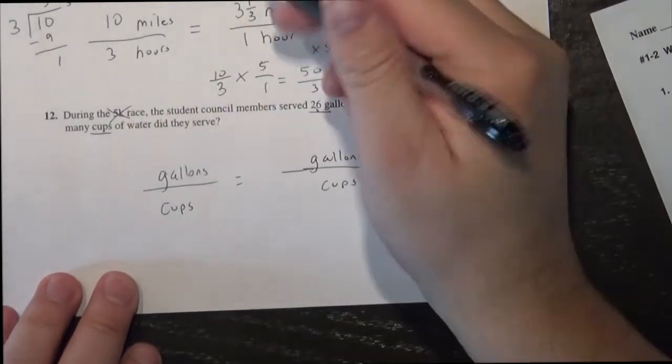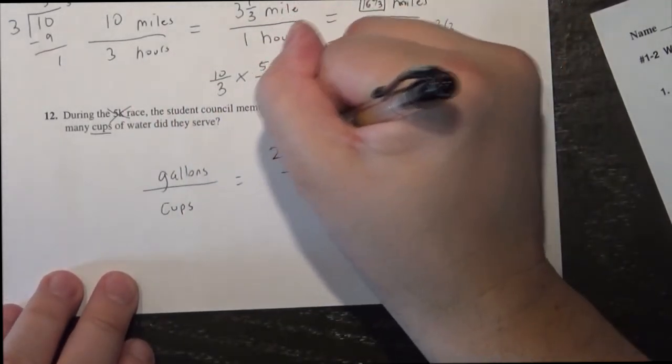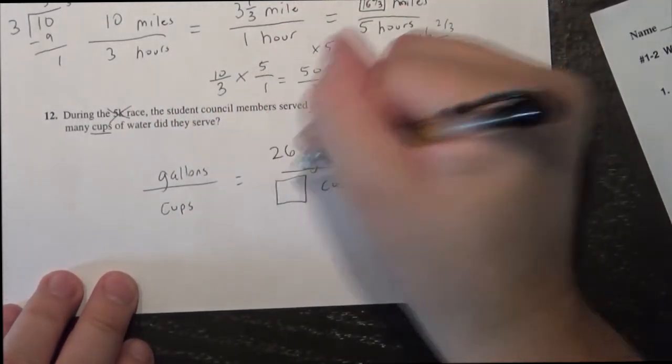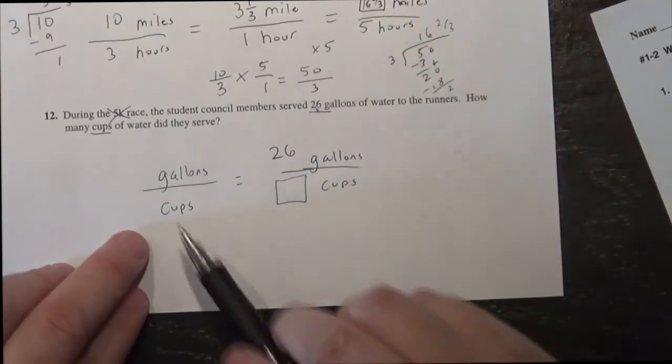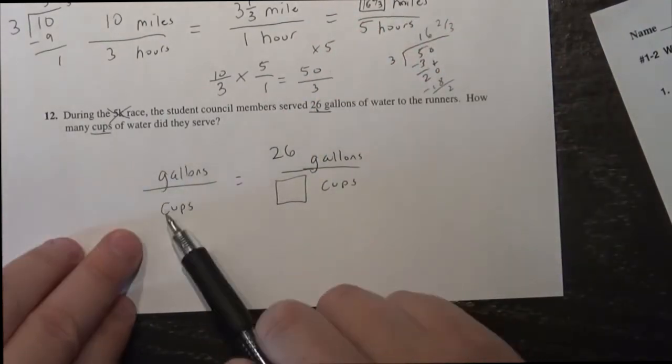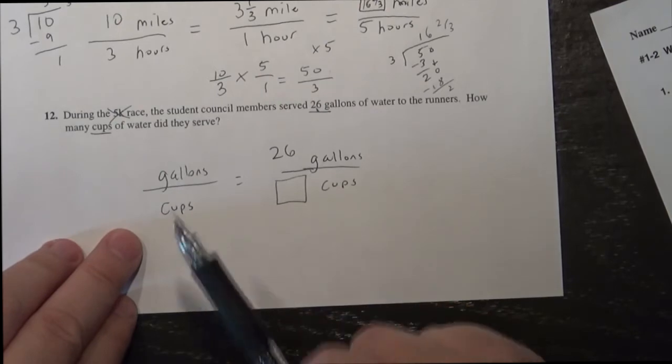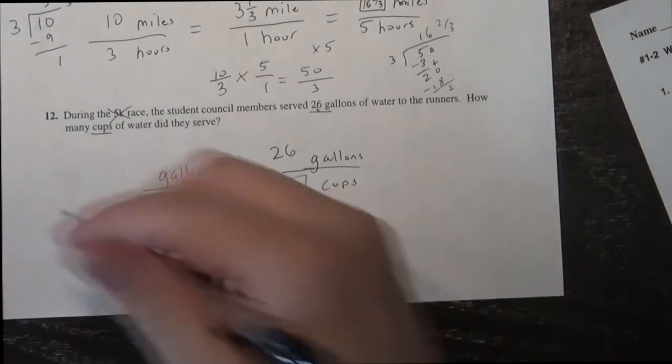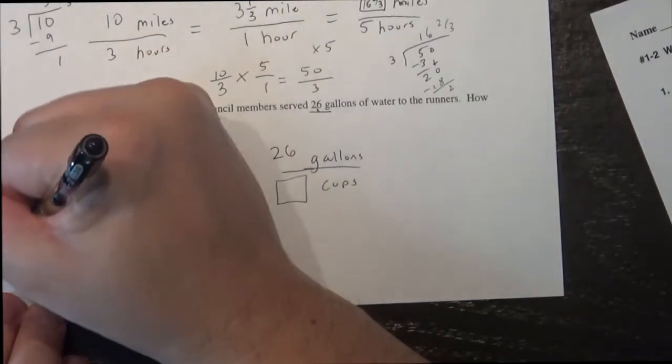Okay, now here is where some people are going to remember this from class. We know that there's 26 gallons. We have to know this other ratio, and this is one of those common conversions that we learned about. So you might remember the big G, right?